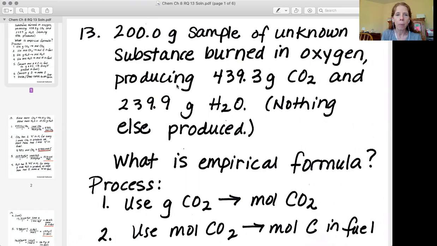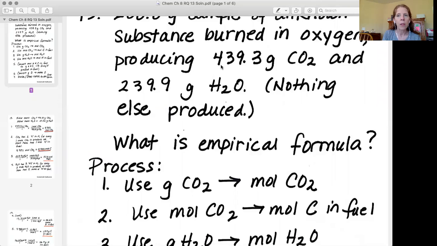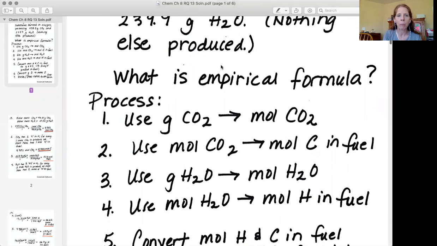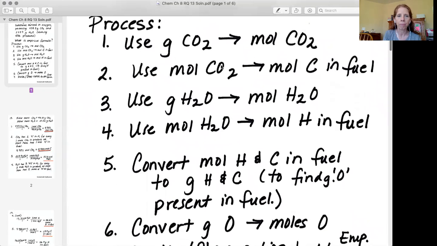The problem says you have a 200-gram sample of an unknown substance that's burned in oxygen and it produces 439.3 grams of CO2 and 239.9 grams of water. It also says nothing else is produced, so those are our products in totality. Then they ask us, what's the empirical formula? Well, this is a long problem, which is why I'm walking through it for you. Here is the process by which we would solve that problem.